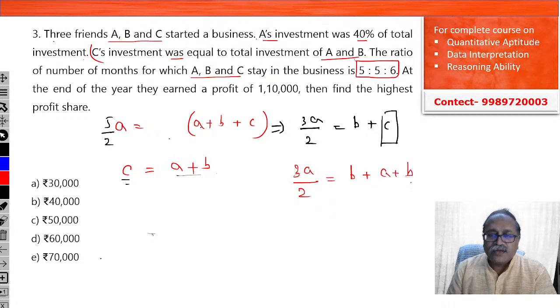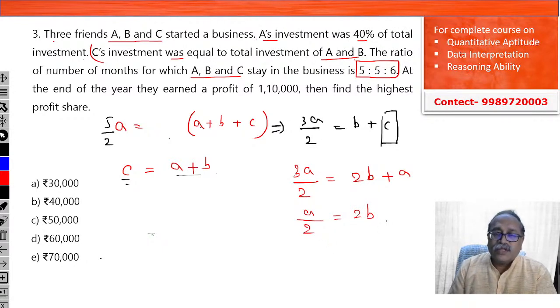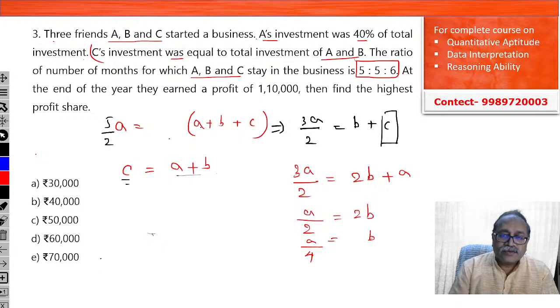A plus B. Is it not 2B plus A? चलिए इसको डायरेक्टली लिख देते हैं 2B plus A. And is it not when A comes over here it will become minus? So that is A by 2. I am getting A by 2 is equal to 2B. Then what is B in the form of A? B is equal to A by 4. So this is another result.